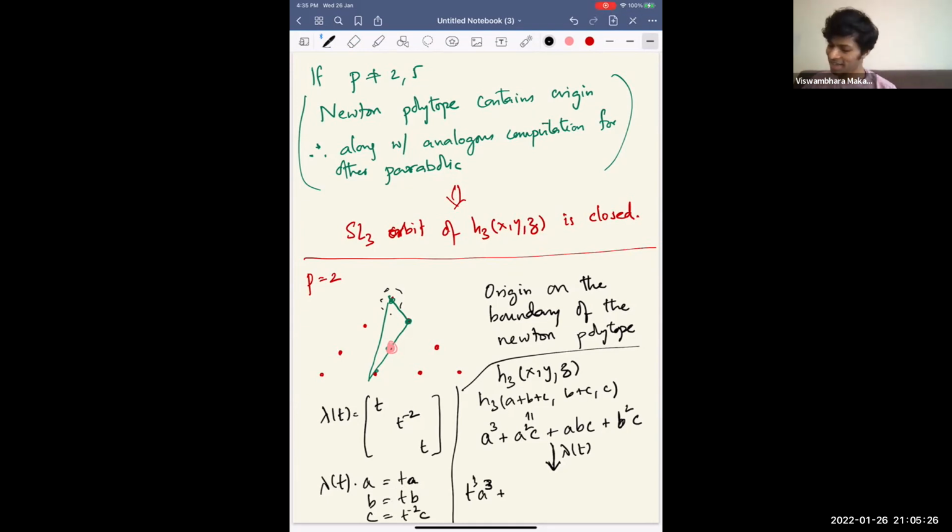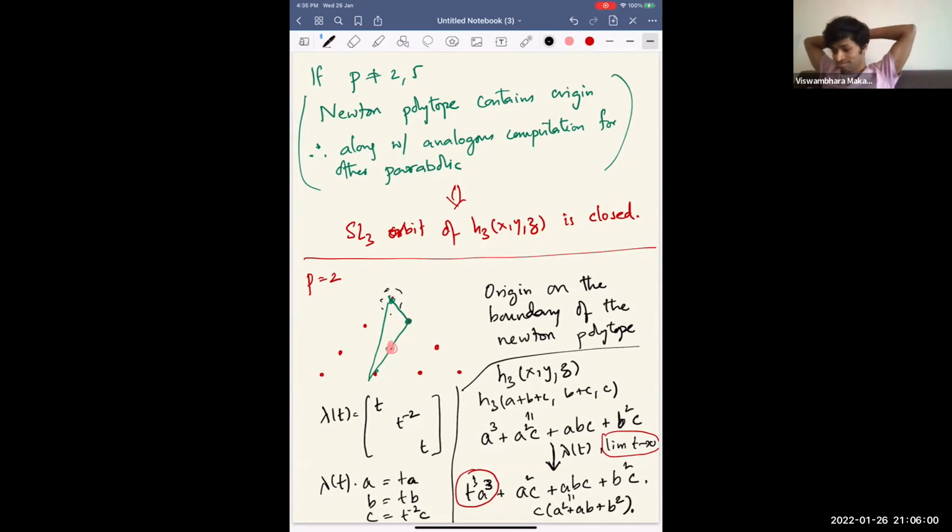Okay, so t cube A cube stays the same. A squared C now becomes just A squared C. ABC also becomes ABC, and B squared C also becomes B squared C. And then if I take the limit as t goes to 0, that kills this guy. And what this is going to be is C times A squared plus AB plus B squared.